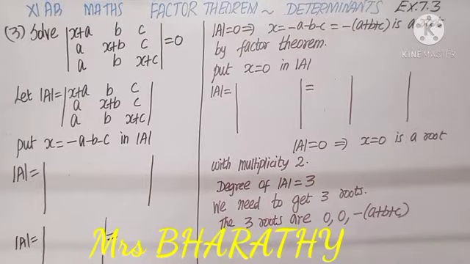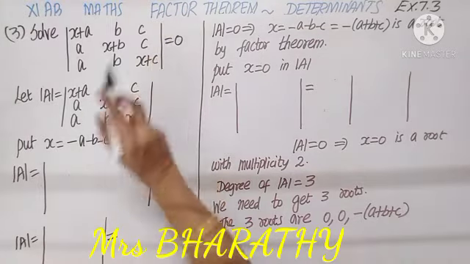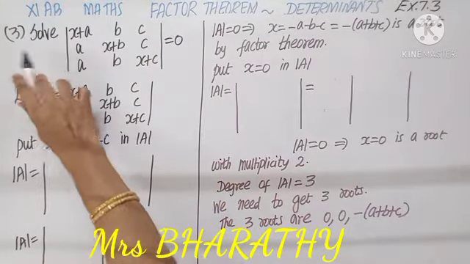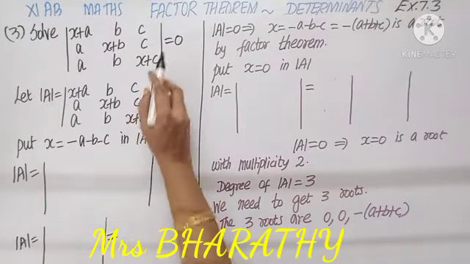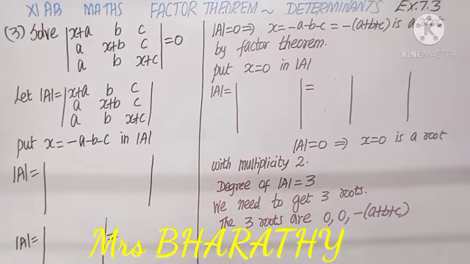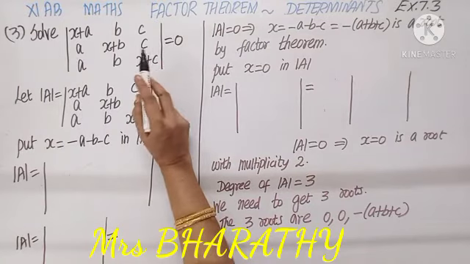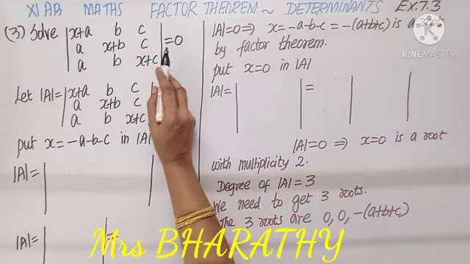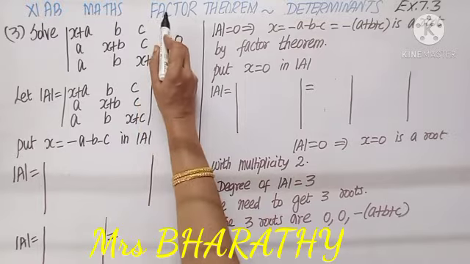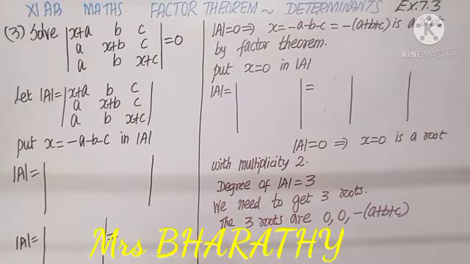Good morning children. We continue exercise 7.3, problems based on factor theorem. Question number 3, solve. A determinant is given with RHS 0. The RHS will become 0 if any two rows or columns are identical. So I can very well use factor theorem to prove the problem.